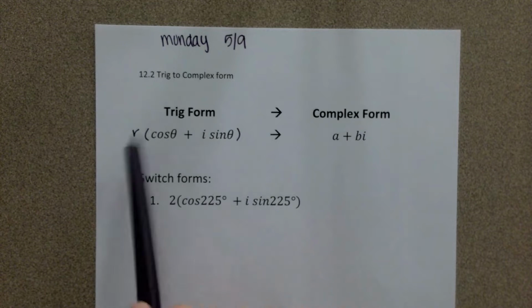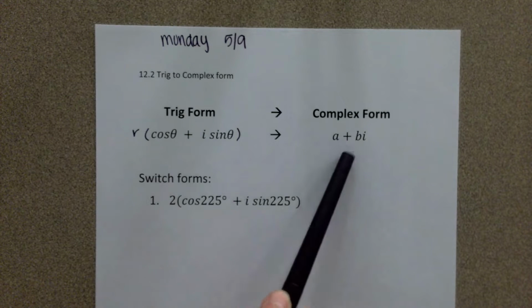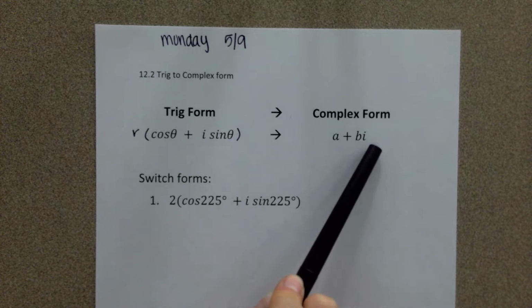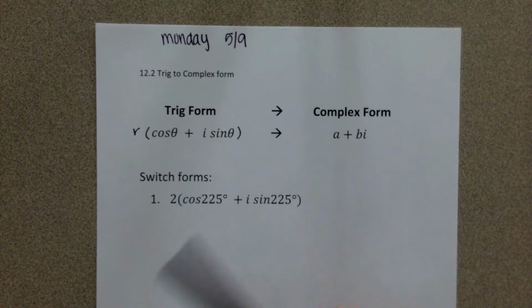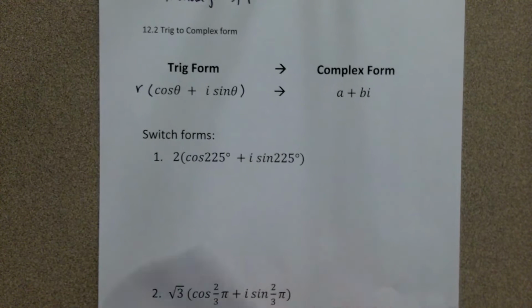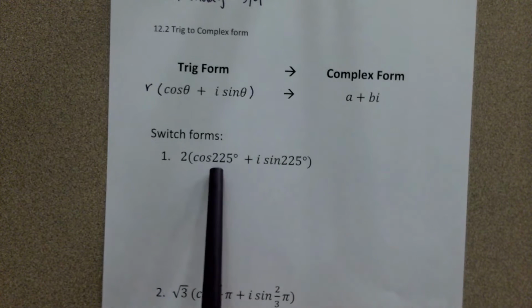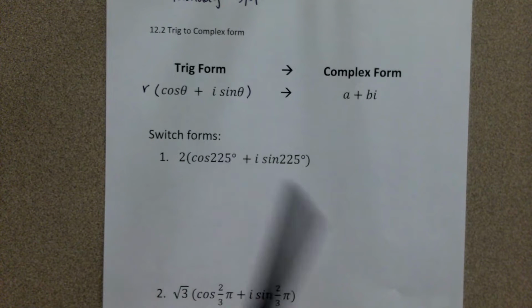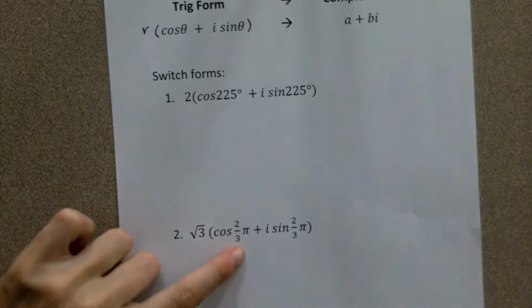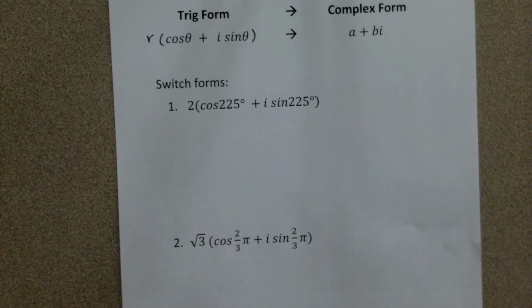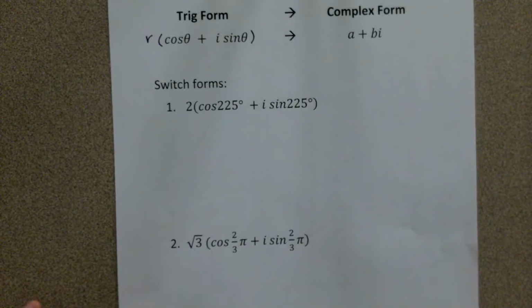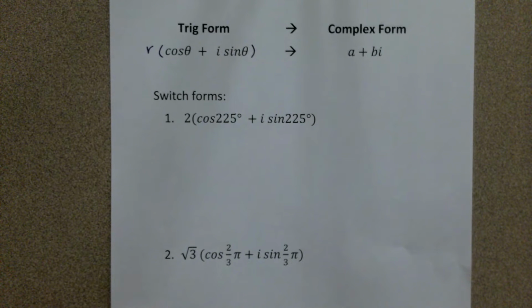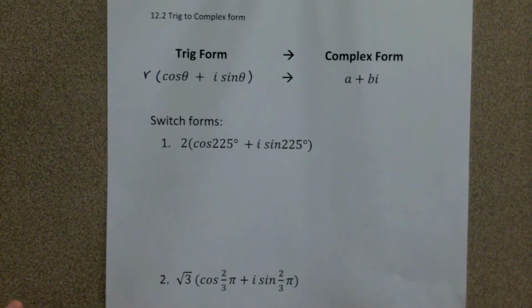Anyways, okay, so trig form, and then we got a plus bi for our complex form. So we're just going to go from one to the other. Some of them are going to have degree measures, so you're going to have to use your calculator, and some are going to have radian measures, and you're just going to have to go back to the unit circle. All right, so first things first.